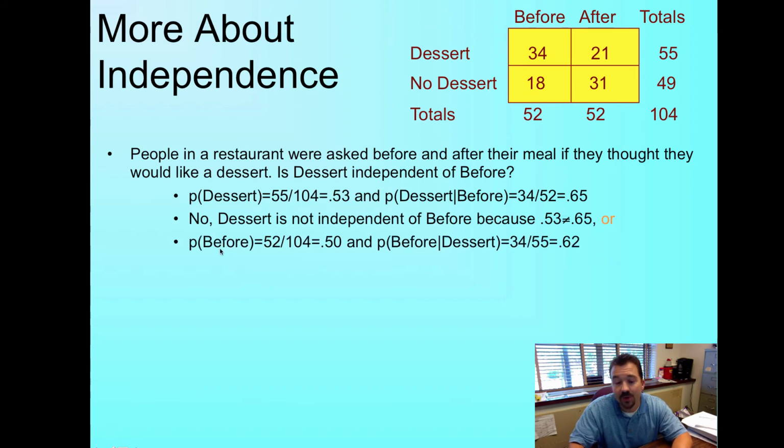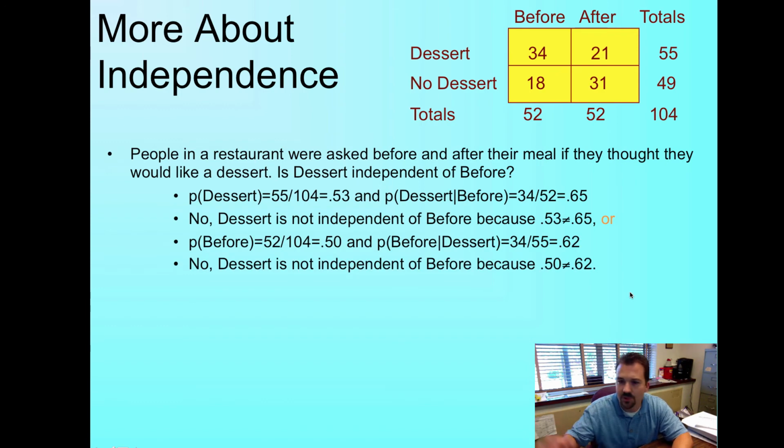Let's see. You can also do it the other way around. Probability of before is 52 out of 104, or 0.5. Probability of before given dessert, so now you're restricting it to just this row, the dessert row. Now you look for before, 34 out of 55, 0.62, also showing, just like before, that they're not independent. It's going to show it either way you look at it, that they're not independent here.